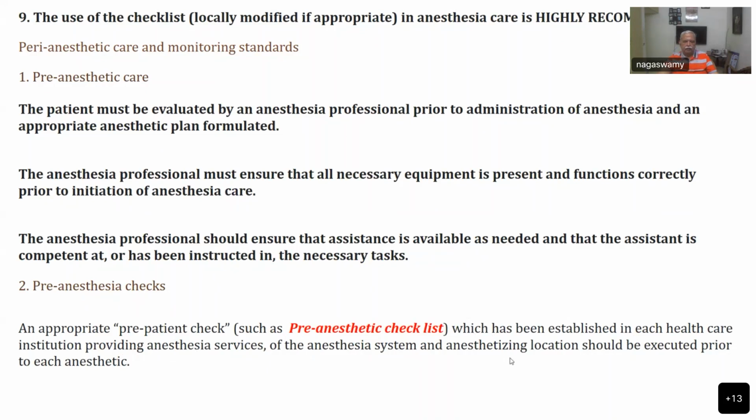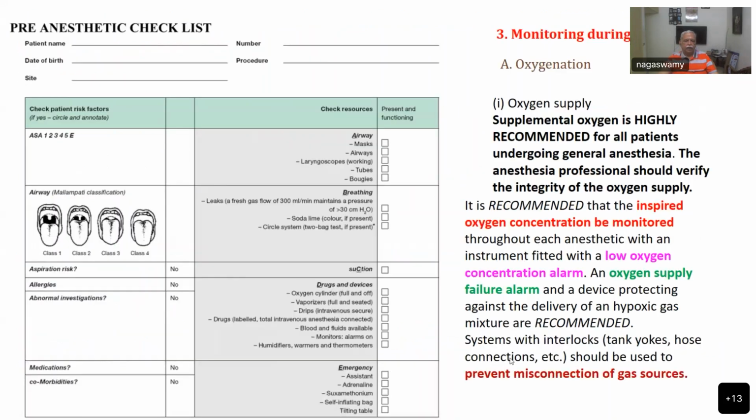The anesthesia system and anesthesia localization should be checked for each anesthetic. And many hospitals will have a pre-anesthetic checklist form like this. All of you would be having some sort of form. Each one may be slightly different, but the majority will be with regard to the airway, the comorbidities, and a simple mnemonic that you can remember to ask, even in an emergency, is the AMPLE.